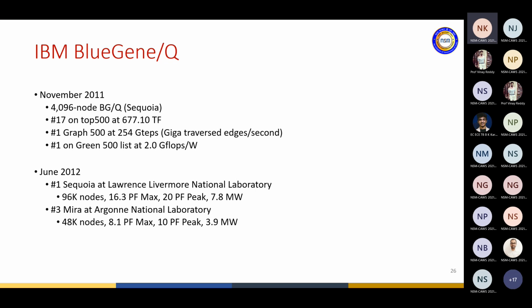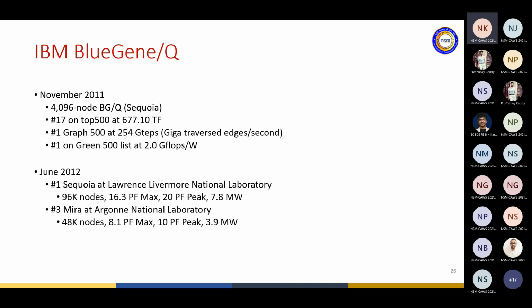And it also was number 1 on the Green 500, which means it consumed very little power. Okay. So they expanded it 6 months down, and they were number 1 with 96,000 nodes in one site, and there was another site where they had 48,000 nodes, and they were number 1 and number 3. So actually, the system was really good, and that's why I thought I'll spend a few minutes here. And you can see it's such a nice scalable system.